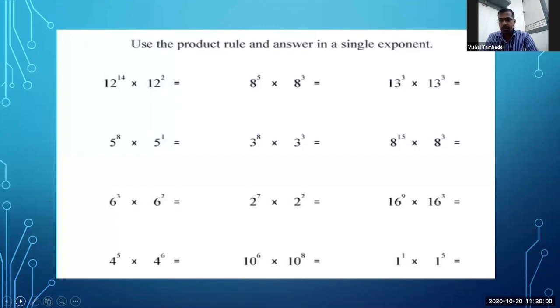Now, last one, 1 raised to the power 1 multiplied by 1 raised to the power 5. 1 raised to the power 6. Awesome. Very nice. According to the law, you have to find the answer. Here the base is 1. We take 1 one time and the powers are different and the operation between them is multiplication. Then we have to add the powers. 1 plus 5 is 6. Means our final answer is 1 raised to the power 6.